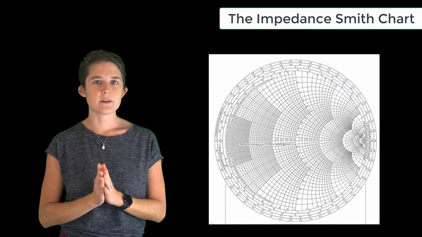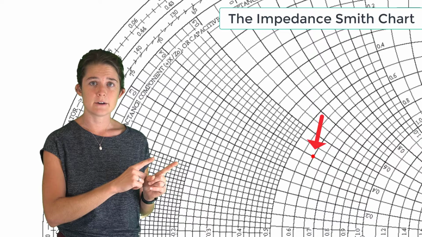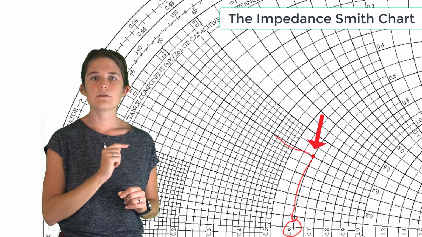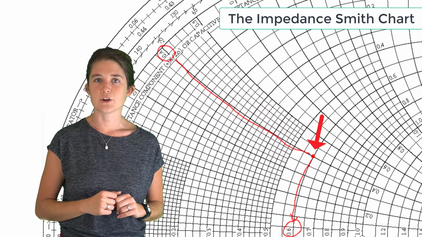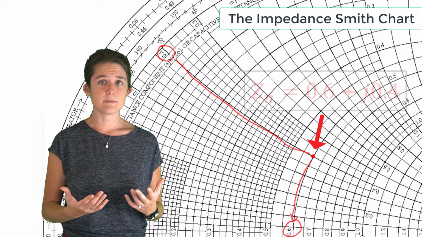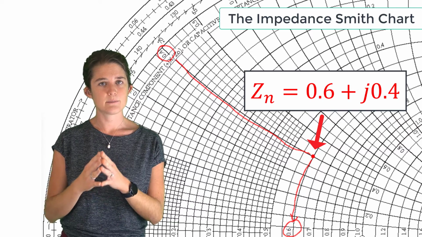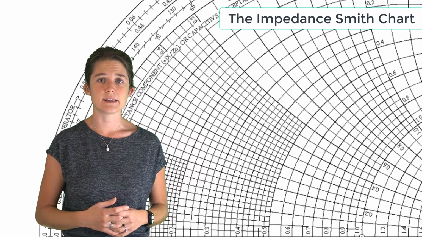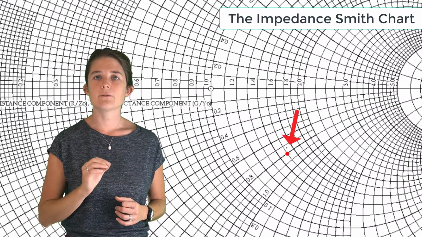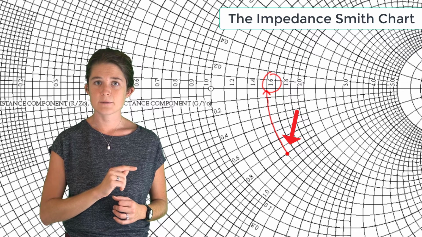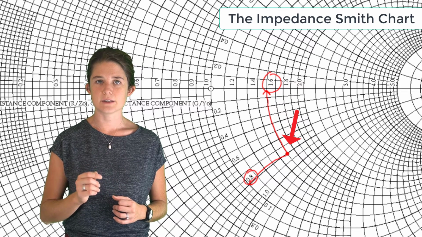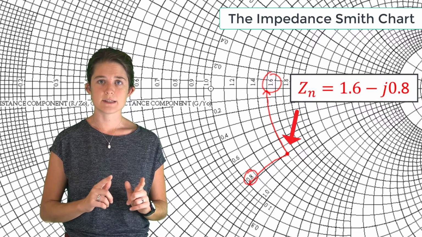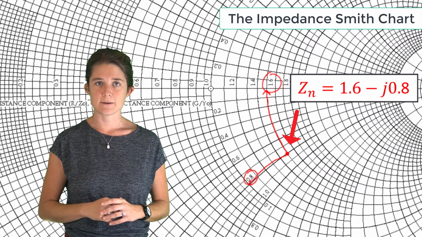So if you wanted to read off the impedance indicated by this point on the chart, you would read the real part from here, 0.6, and you would read the imaginary part off here, 0.4. So the normalized impedance at this point is 0.6 plus j0.4. Or, if we wanted to read off the impedance indicated by this point, we would read off the real part as 1.6, and the imaginary part as negative 0.8. So the normalized impedance at this point is 1.6 minus j0.8.